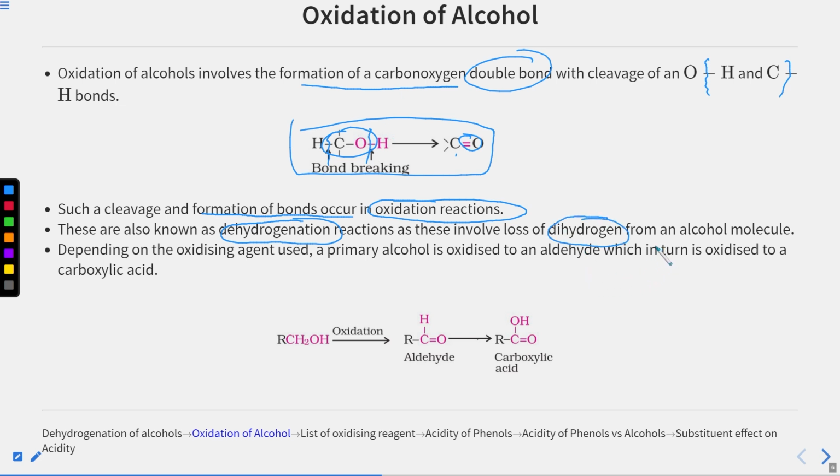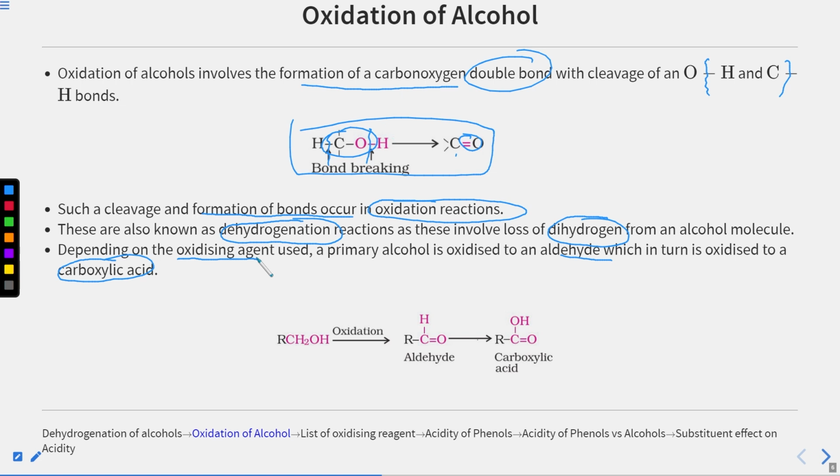Clear? Now, depending upon the oxidizing agent, a primary alcohol is oxidized into an aldehyde, which is turned into your carboxylic acid. So why is it written depending upon the oxidizing agent? We have seen in the previous class our LiAlH4, which was a strong reducing agent. So strong and weak exist for reducing agents. Similarly, it also exists for oxidizing agents. Like our LiAlH4 can directly reduce our carboxylic acid to alcohol, while our weak reagents like NaBH4 cannot reduce the carboxylic acid.